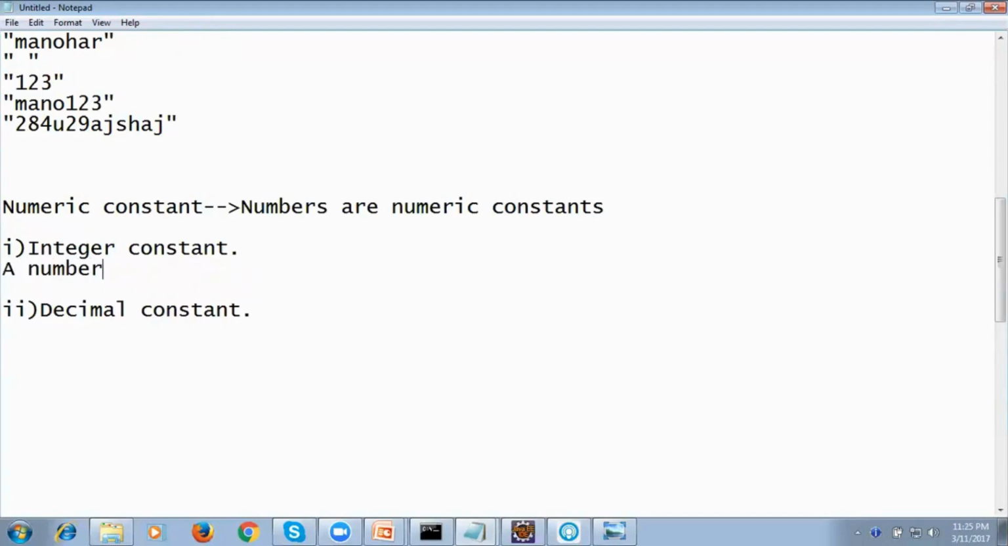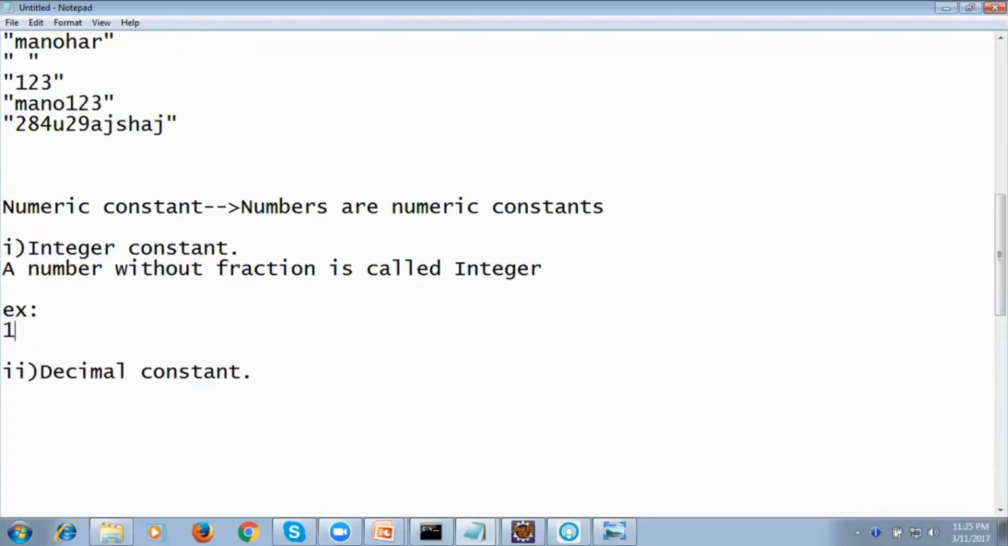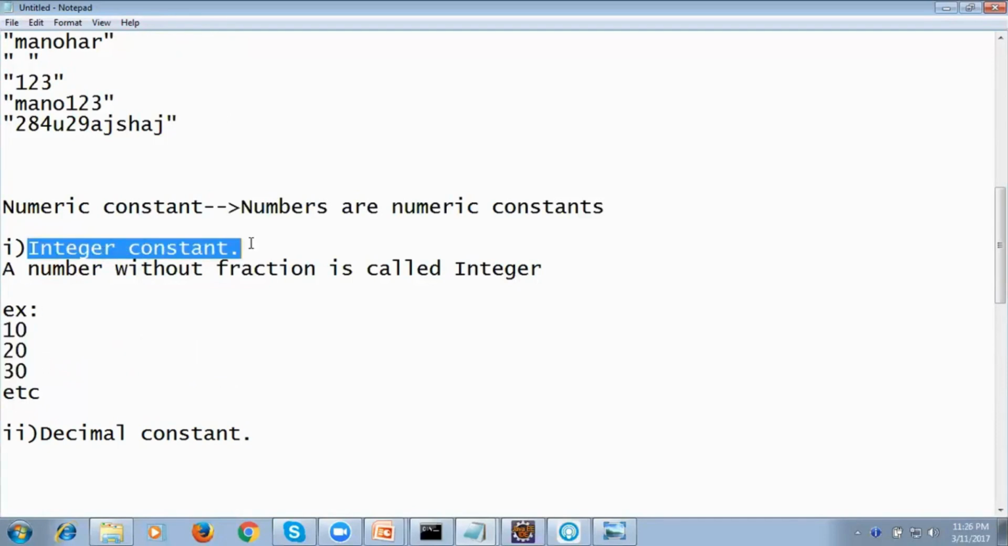A number without a fraction, we call it an integer. For example, 10, 20, 30, etc. There are so many integer constants like this, and you can see they don't have any precision or fraction. A number without a fraction is an integer constant in Java. Not only in Java, maybe C, C++, C# or anywhere else, a number without fraction or precision is an integer. Okay, this is one kind of number.